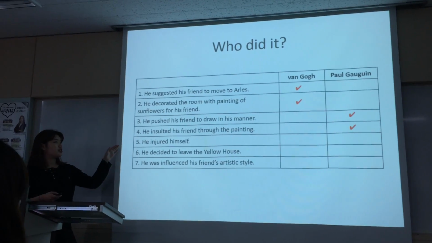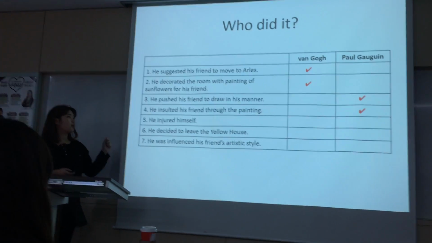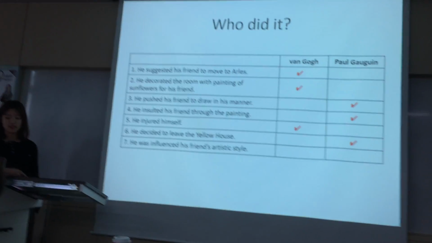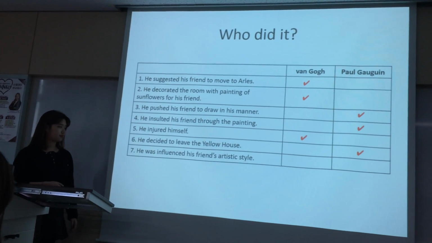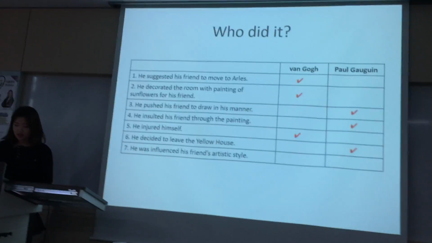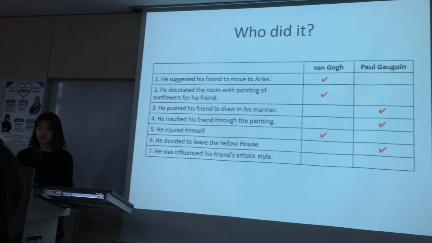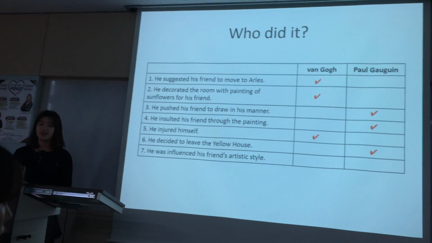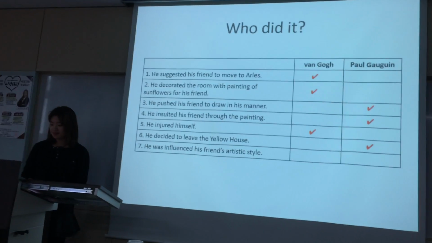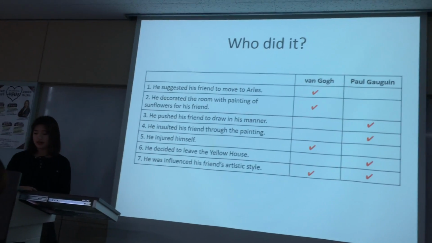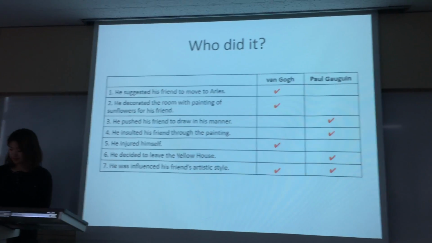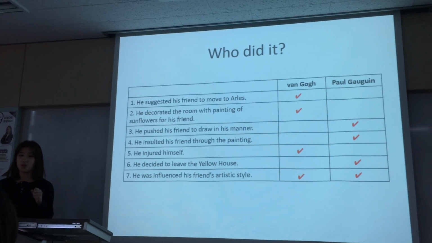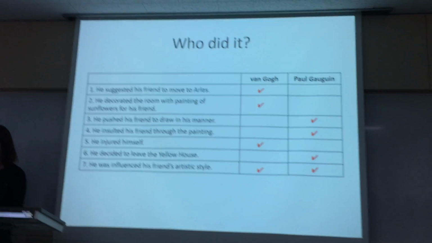And after who injured himself? Yes, after Gogh injured himself, Gauguin decided to leave the yellow house. Lastly, who was influenced by his friend's artistic style? Thank you, Yerin. Both of them were influenced by his friend's artistic style. Now, let's go more deeply in the world of art.